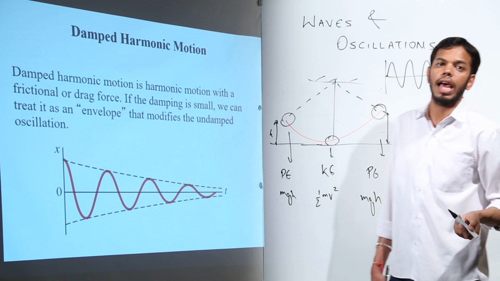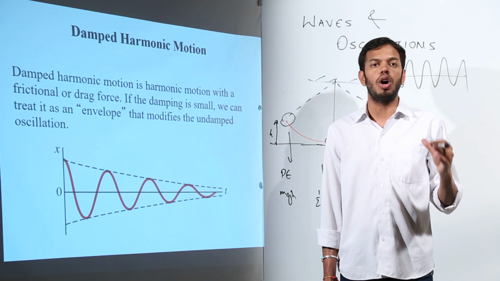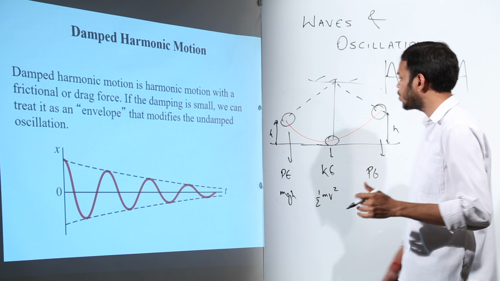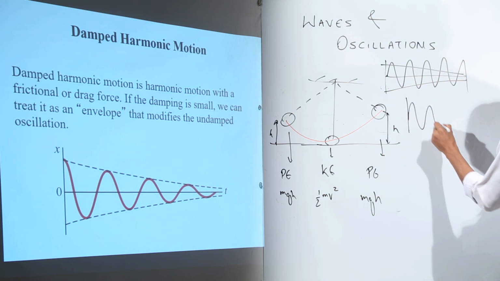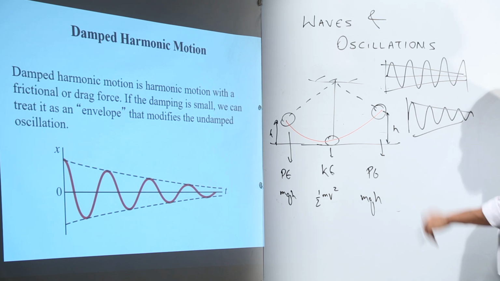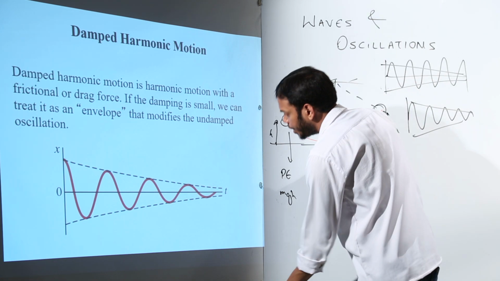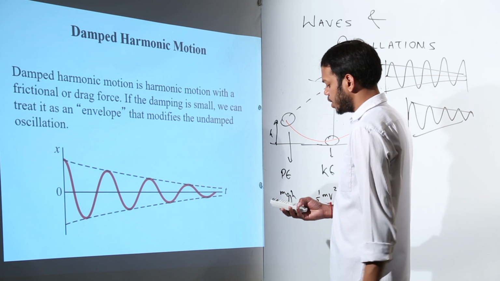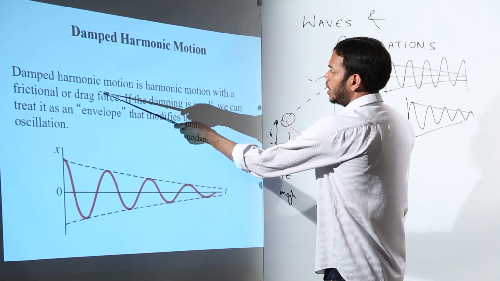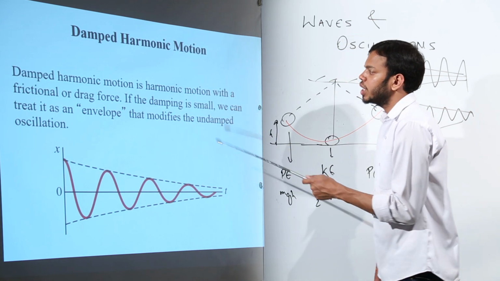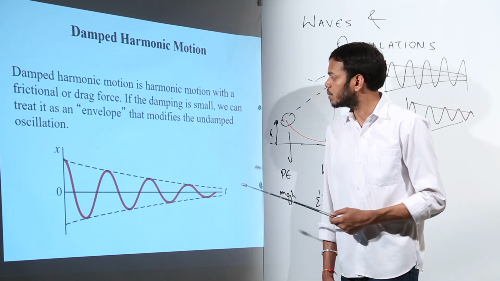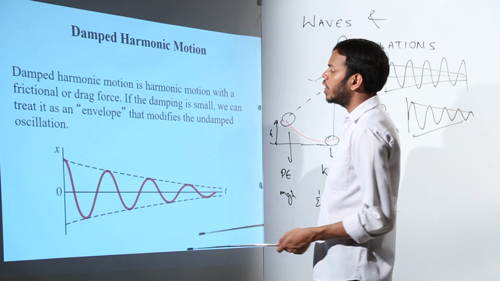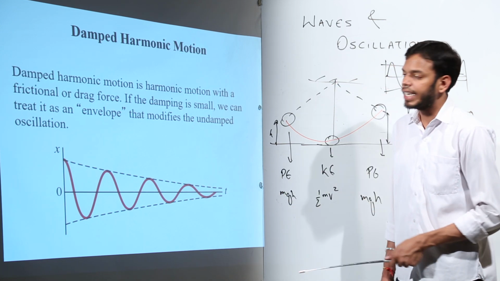But this usually never happens. There is always the presence of friction, there is always the presence of loss of energy. That is why these oscillations decrease in amplitude. That means the oscillations go in this way, and these are called damped oscillations. The amplitude keeps on decreasing. These are damped oscillations. Okay. So damped motion of a harmonic motion is due to frictional or drag force. If the damping is small, we can treat it as an envelope that modifies the undamped oscillation.